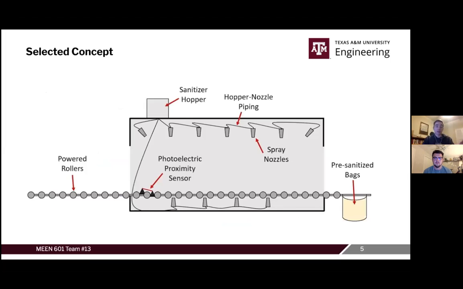The two main takeaways from those two subfunctions I mentioned are the powered rollers to transport the groceries and the spray nozzles to apply a chemical sanitizer. We went with those two in particular because they work really well in conjunction with each other. The spray nozzles have the ability to apply sanitizer through the powered rollers to be able to access the bottom surfaces of the groceries, which was something that a lot of the other options did not have.